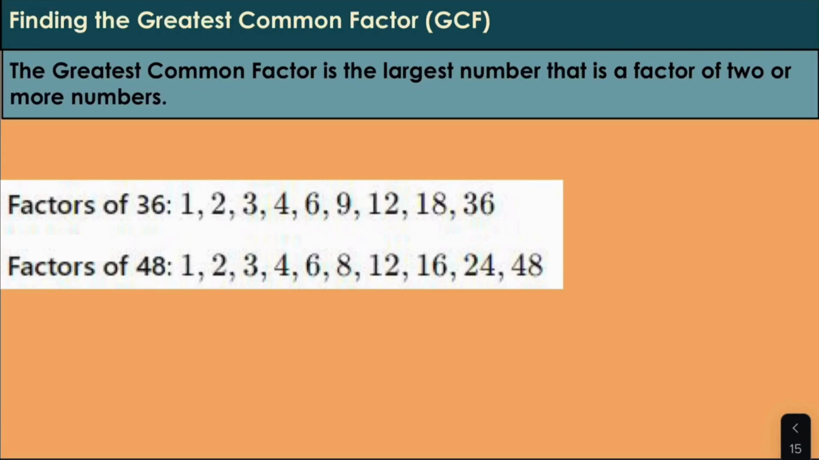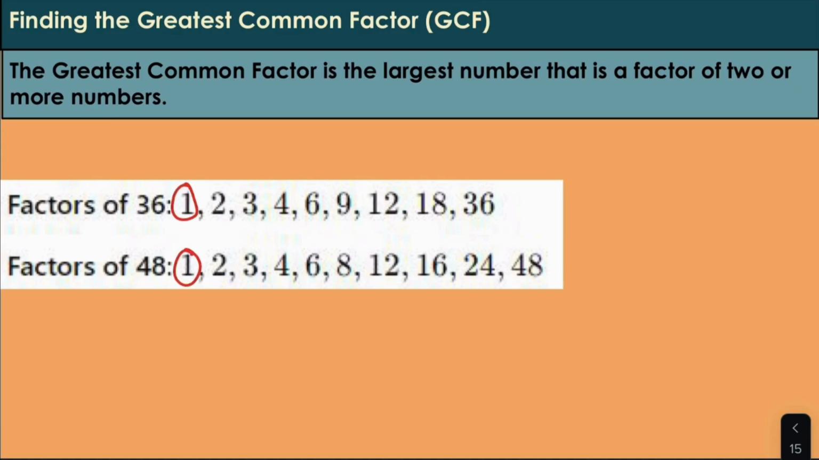How to find the greatest common factor. The greatest common factor is the largest number that is a factor of two or more numbers. Now we have an example, the factors of 36, and we have a whole list there, and the factors of 48, and again we have quite a long list. So let's first circle the common factors.